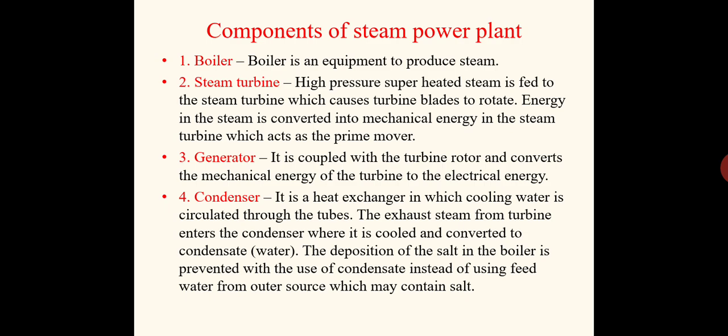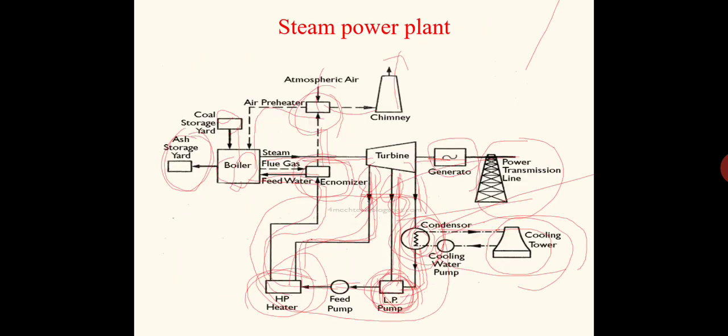from an outer source which may contain salt. See, what it means is, you can directly remove the steam after expansion from the turbine. You can directly expel it to the atmosphere, and fresh water can be circulated from the water source if it is available, like a river and all. But there is a lot of difficulty in that. One difficulty is sometimes the water source may not be available near the steam power plant. That is one of the major difficulties.